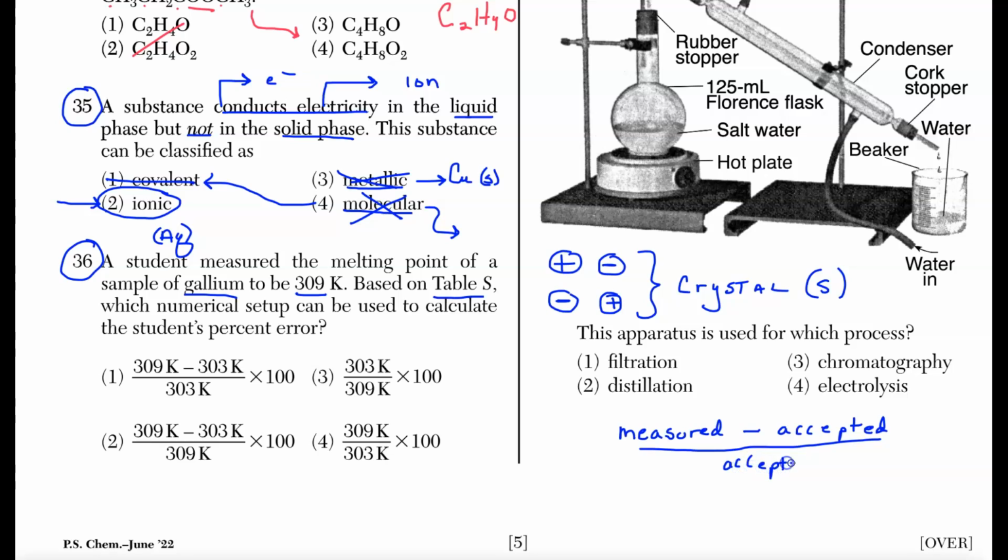And you times that by 100. This is right from Table T. No reason not to know this. This is percent error. Okay?